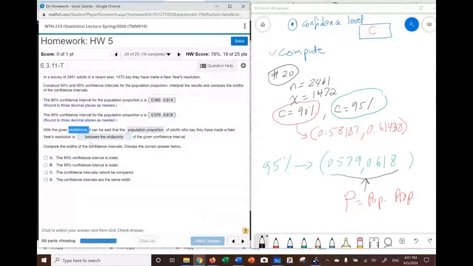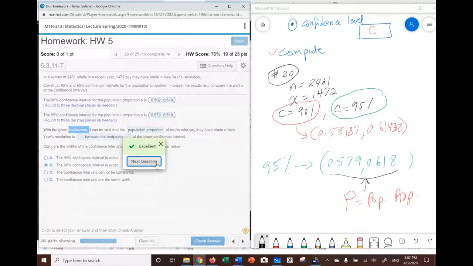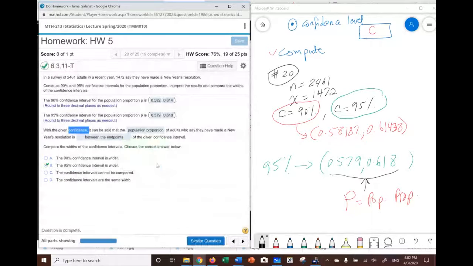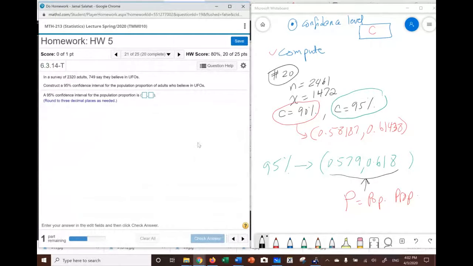Finally, compare the width of the confidence intervals. Which one is wider, the 90 or 95? Remember, we said this before, the bigger the confidence level is, the wider the interval. So the 95% is wider. Okay, always the case. 95 is wider than 90, 99 is wider than 95, and so on. I'm going to go to 21.